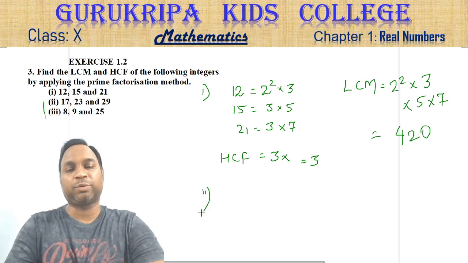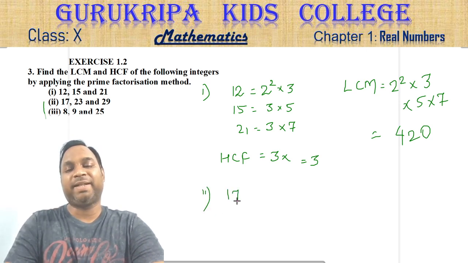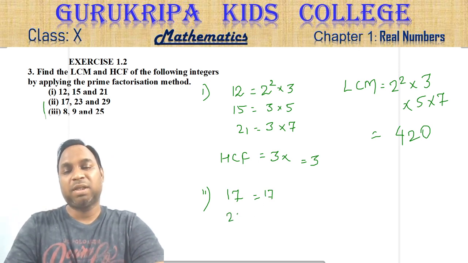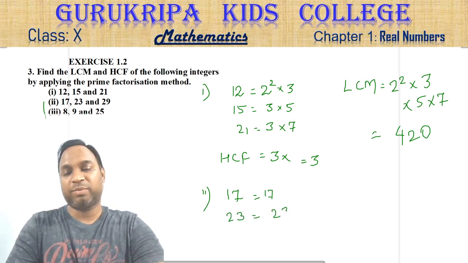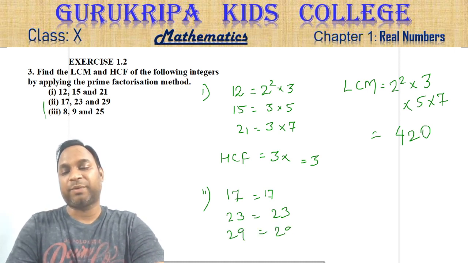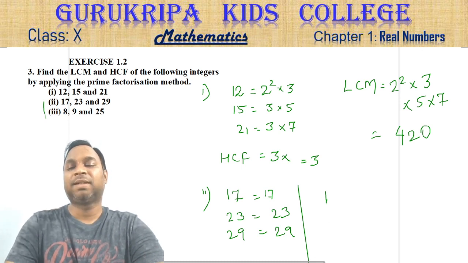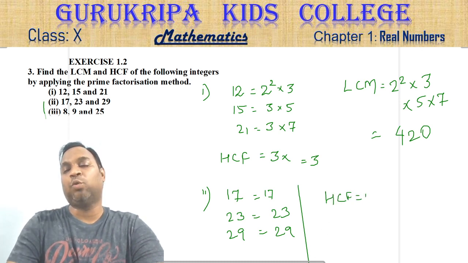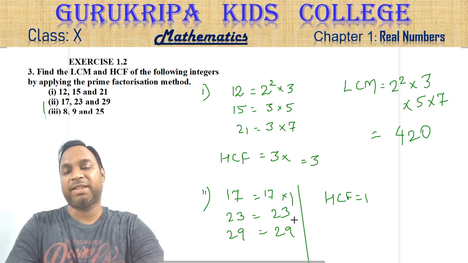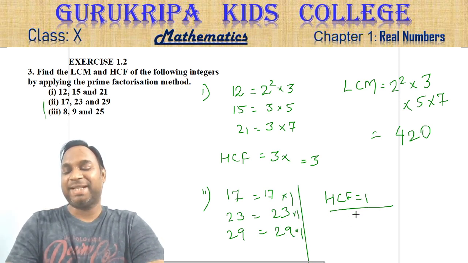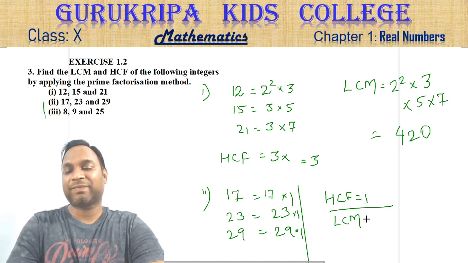Okay, I'll solve one more question for you. 17, this cannot be factorized. This will be 17 itself. 23, even this cannot be factorized. 29, even this cannot be factorized. All the three numbers are prime over here. So what do you do in this case? HCF is 1, because 1 can appear anywhere in multiplication. So HCF is 1. LCM is the product of all the three.